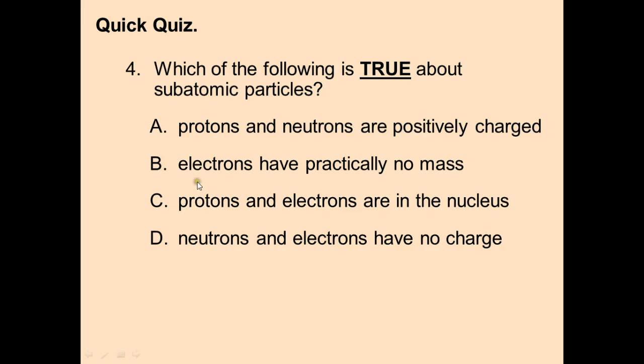So B is true. Electrons have practically no mass, and that's why we don't use them to calculate mass, because it's so small that it practically weighs nothing.